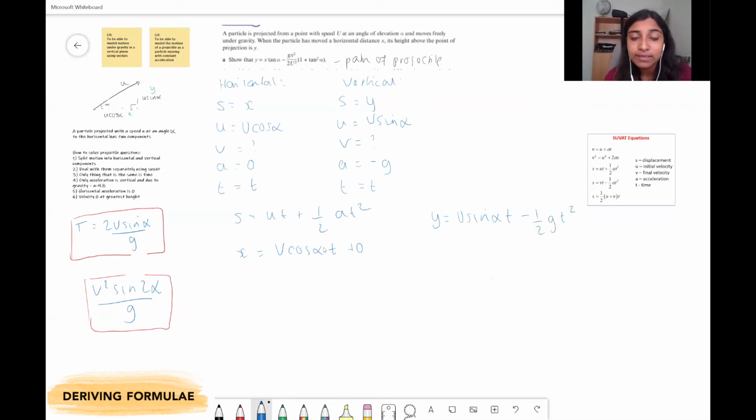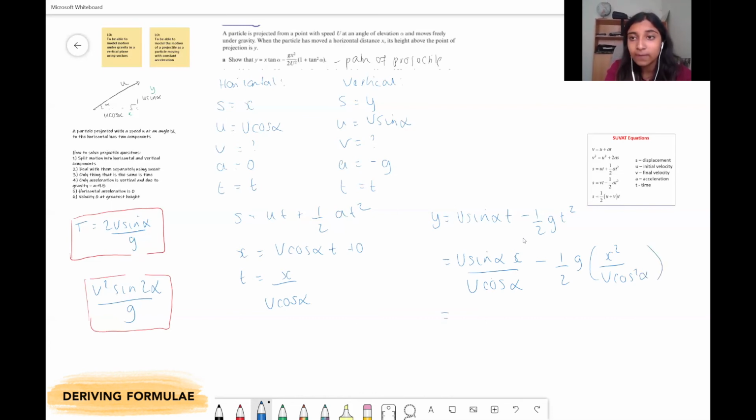Because we know it's y in terms of something, maybe we can write down t in terms of x and u cos alpha. So we could just say that t is now equal to x over u cos alpha. And then we can substitute this t into this equation here. So you have y is equal to u sine alpha times x all over u cos alpha minus a half g times t squared, so that's times x squared over u cos squared alpha.